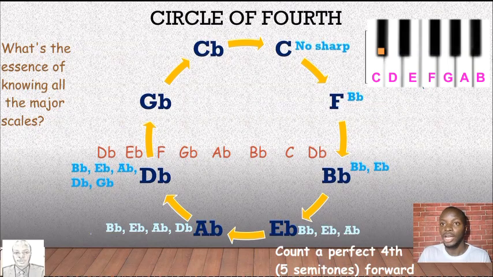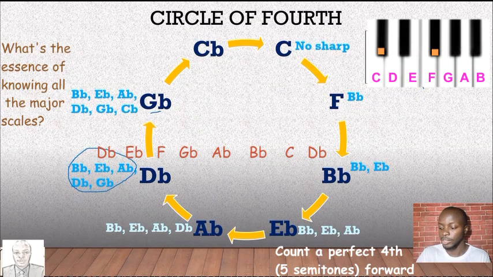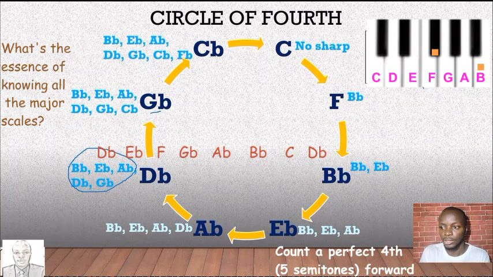From D flat, count 4 notes and you arrive at G flat. And G flat, we now have all these accidentals plus a new accidental, C flat. You also count 4 notes from G flat to arrive at C flat, right? So when you do that, you have C flat, and C flat has all the notes flattened, including F.